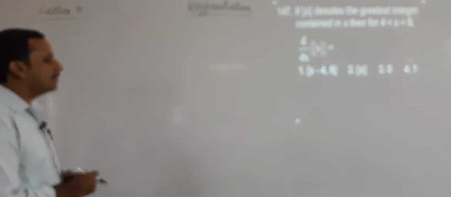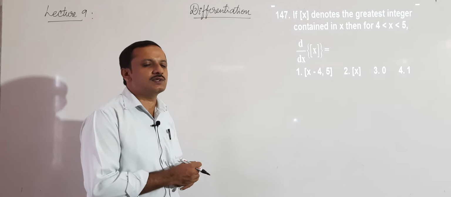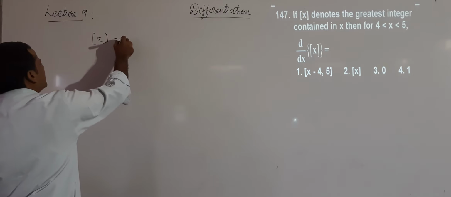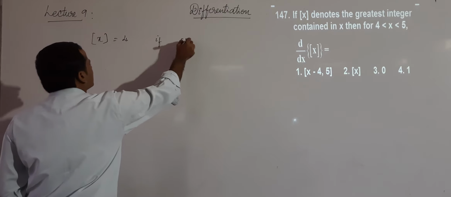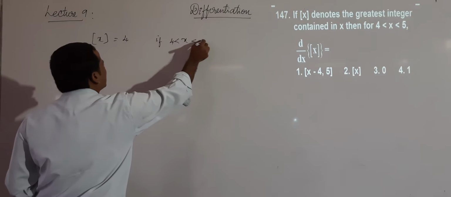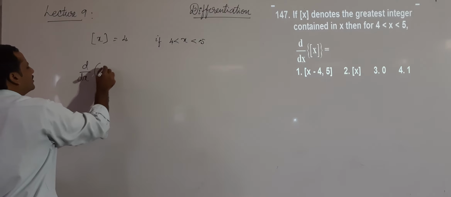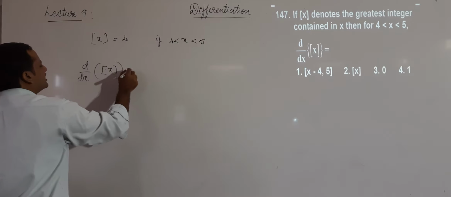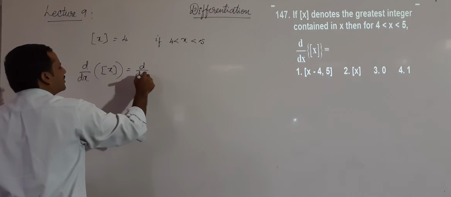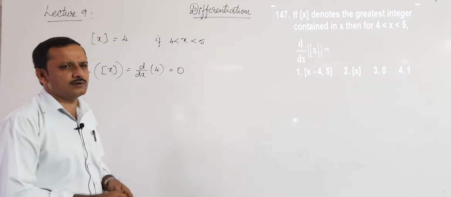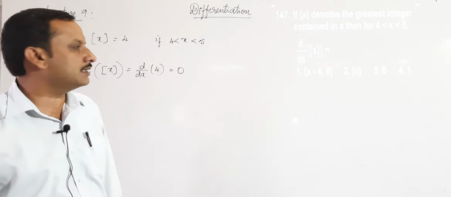As we know, when x lies between 4 and 5, step x is defined as 4. So I can write step x is equal to 4 if x is greater than 4 but less than 5. Hence, dy dx of step x is equal to dy dx of 4. Derivative of 4 is equal to 0 because 4 is a constant. Third option.